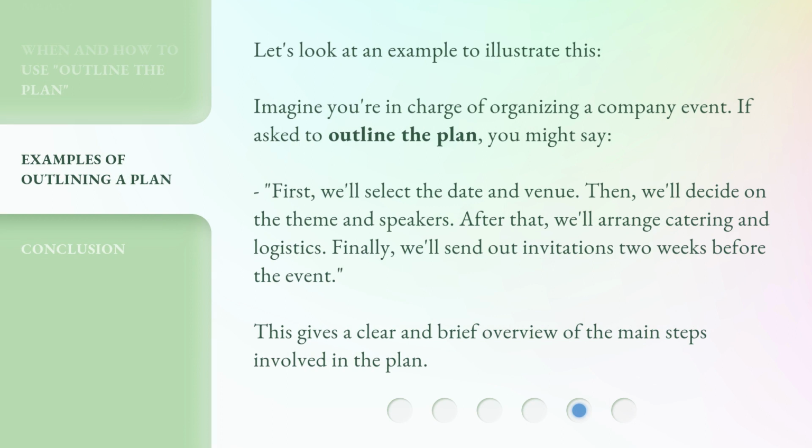Let's look at an example to illustrate this. Imagine you're in charge of organizing a company event. If asked to outline the plan, you might say, first, we'll select the date and venue. Then, we'll decide on the theme and speakers. After that, we'll arrange catering and logistics. Finally, we'll send out invitations 2 weeks before the event. This gives a clear and brief overview of the main steps involved in the plan.